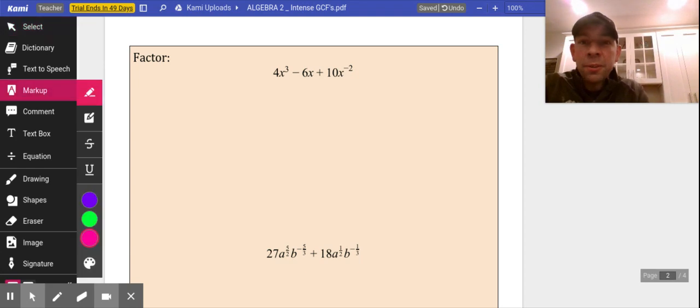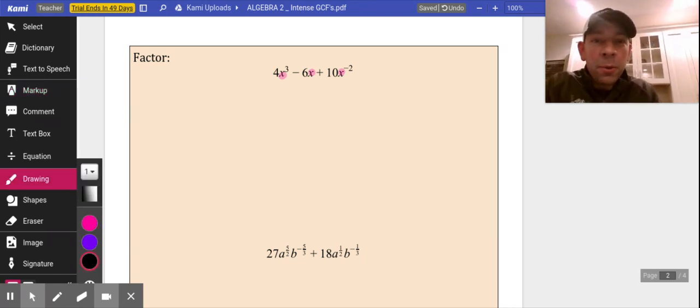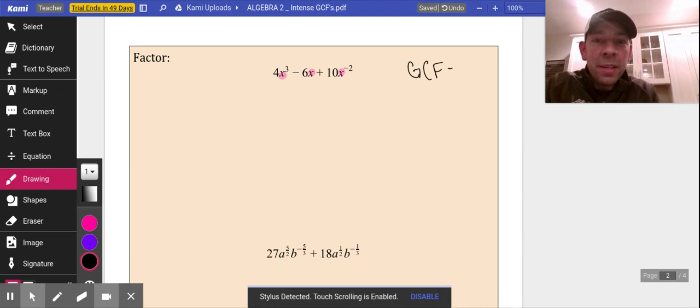So I think you'll agree, every term has an x, right? But what is my GCF? X to the first, x to the second, x to the third. What exactly is it? Well, it always comes down, again, to that smallest exponent. So in this particular case, I'm going to make a note to myself. My GCF is going to be x to the negative 2.